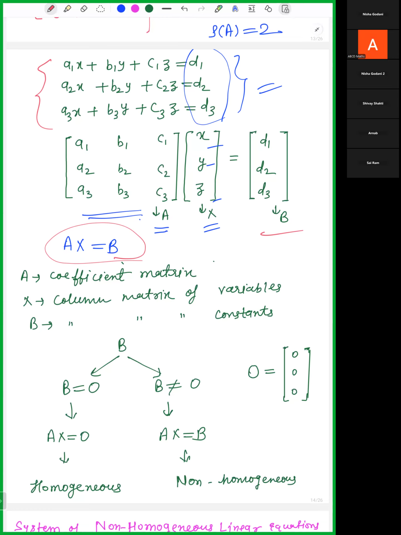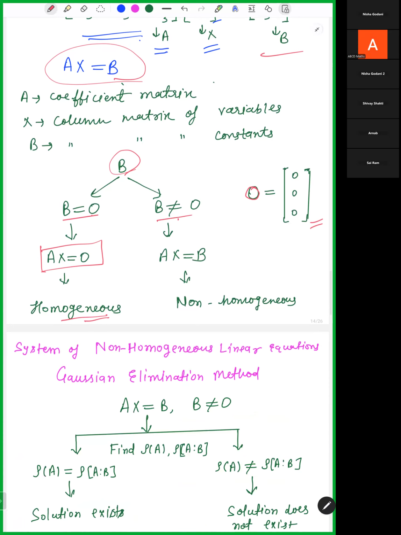Now this B on the right hand side can have all values equal to 0, meaning a zero matrix having all entries 0, or it can be non-zero, meaning at least one element is non-zero. If it is 0, AX equal to O type, it is homogeneous, as I discussed in the previous file when we were discussing Cramer's rule. If it is not 0, then it is non-homogeneous. So I'm first going to discuss the non-homogeneous system.